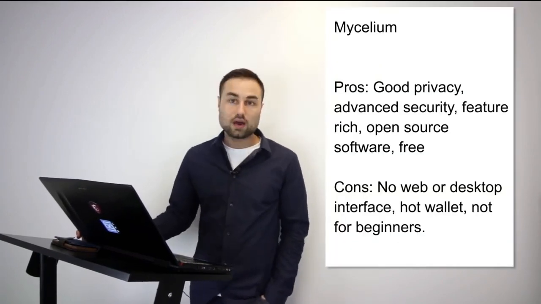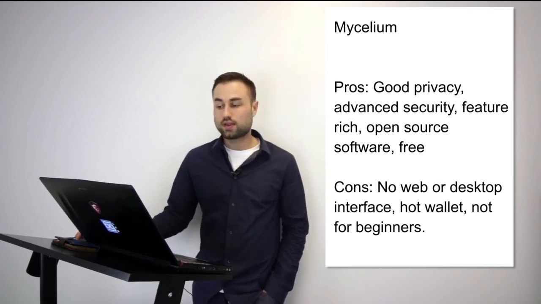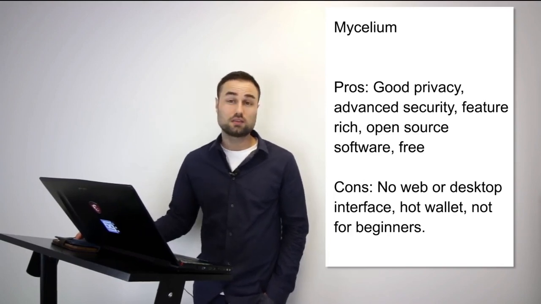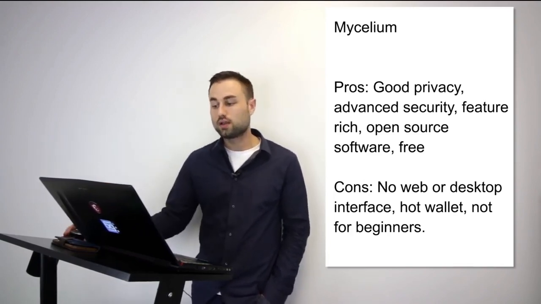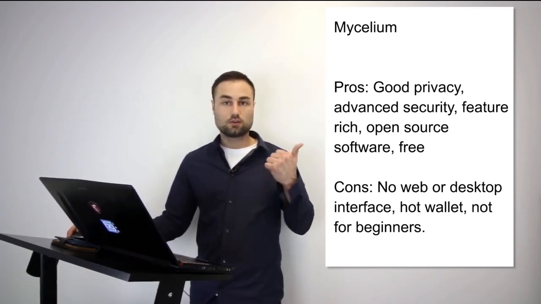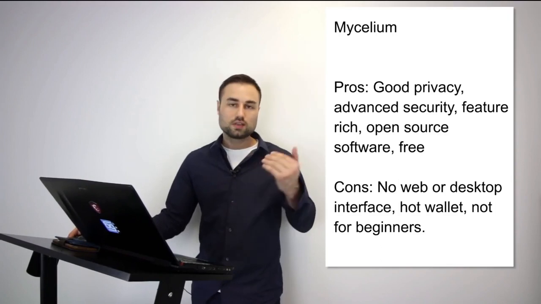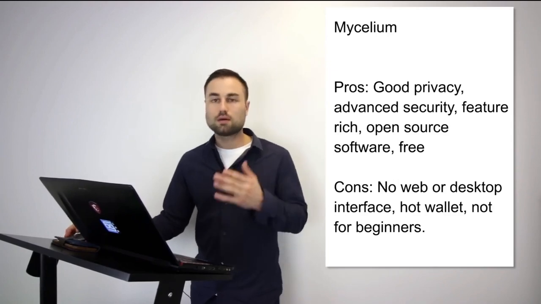Number two, Mycelium. This is the advanced variation. Right now it's only for Bitcoin, but they do have plans for multi-currency. Ethereum's next, and I think some tokens, if I'm not mistaken. It is for both Android and iPhone. What's really good about this is great privacy. It has advanced security like multi-signature security, where you need multiple touch points to go online. It's open source, it's free. But the cons: it has no web or desktop interface, it is a hot wallet, and it's not really the best for beginners, okay? So it really depends on what stage you are at in your crypto journey. I've used it sometimes. It's not my go-to wallet, but I like it. I think the user interface is really good.